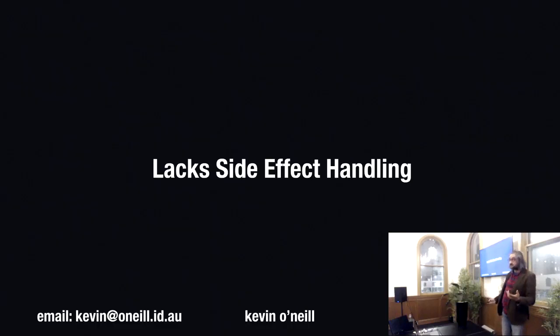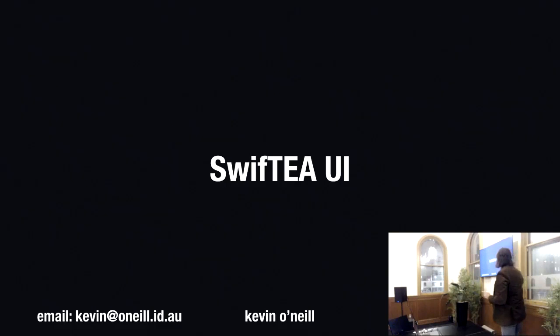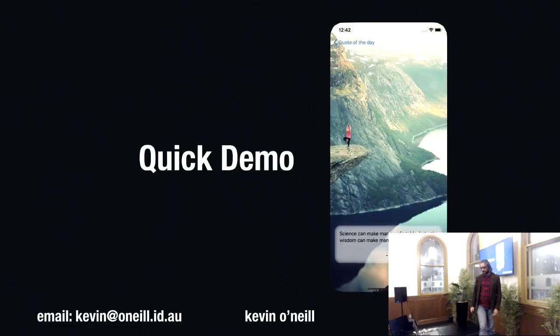There are things like Redux Thunk that throw some asynchronous processing in front of the processing of your messages. But the framework itself has no direct handling of side effects. Does anyone know what I mean by side effect? Anybody not sure? All right. So that's your overview of Elm and the things that we'll talk about in SwiftUI.